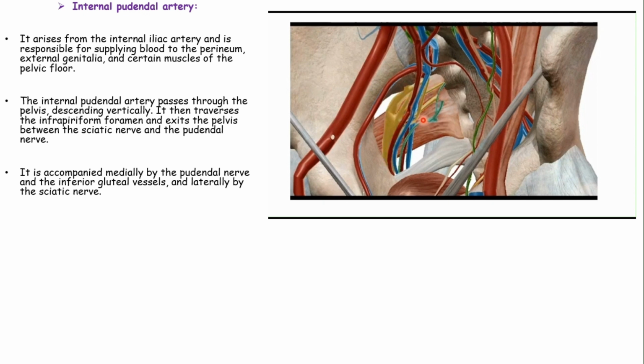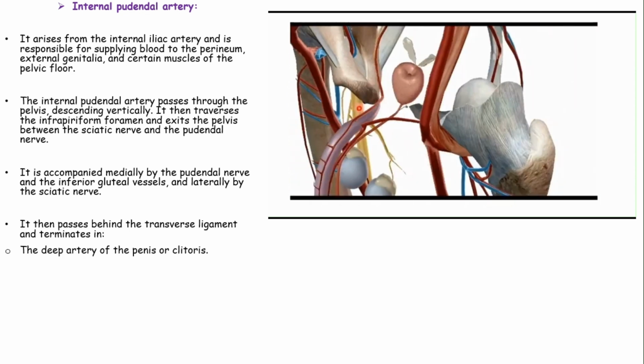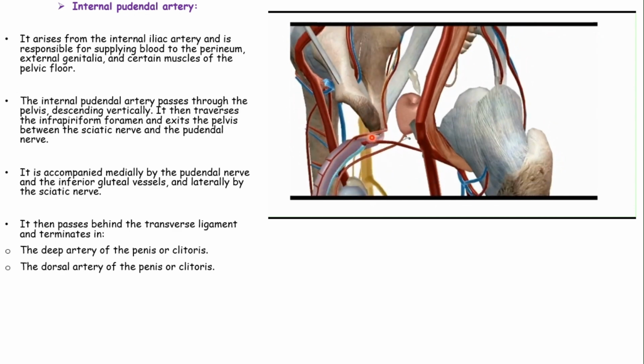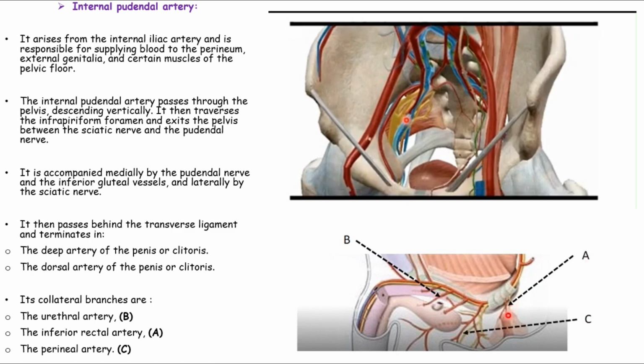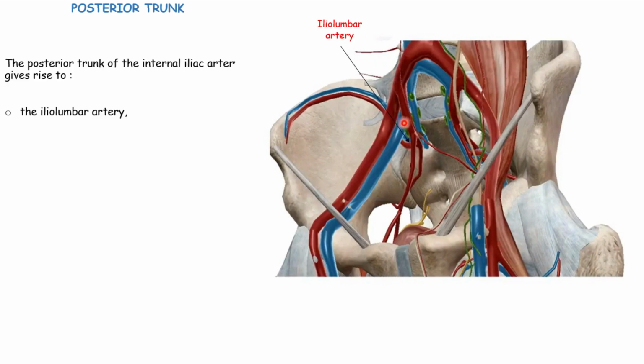It then passes behind the transverse ligament and terminates in the deep artery of the penis or clitoris, and the dorsal artery of the penis or clitoris. Its collateral branches are the urethral artery, the inferior rectal artery, and the perineal artery. The posterior trunk of the internal iliac artery gives rise to the iliolumbar artery and the superior gluteal artery.